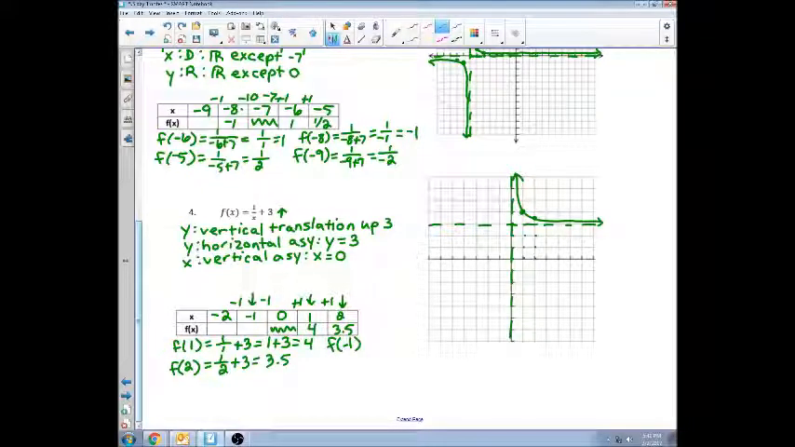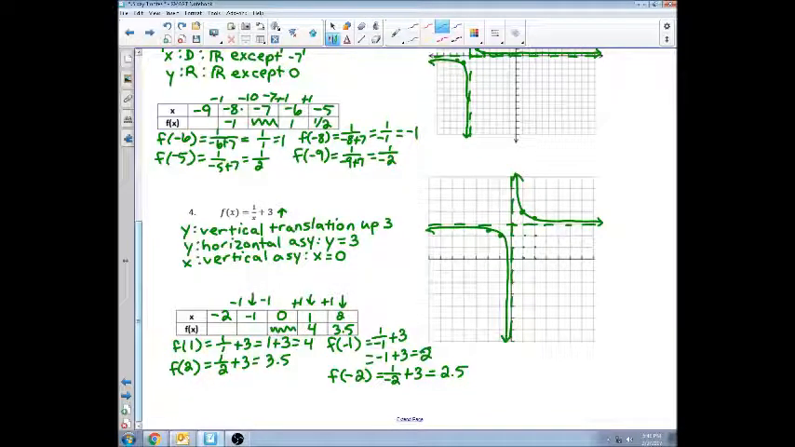F of negative 1 equals 1 over negative 1 plus 3. That gives me negative 1 plus 3, which is positive 2. So it is 1 point below my horizontal asymptote. So next I'll put negative 2 in for x. So 1 over negative 2 plus 3. That will give me 2.5. So it should be a half a point below, and it is. I'll explain that better tomorrow or next time I see you guys. Then I go ahead and graph it.